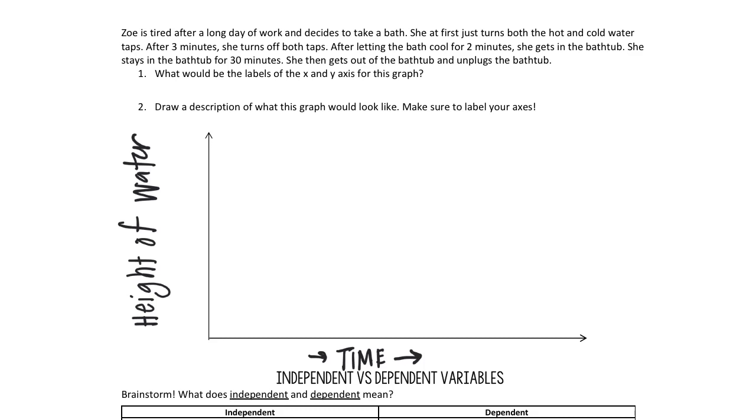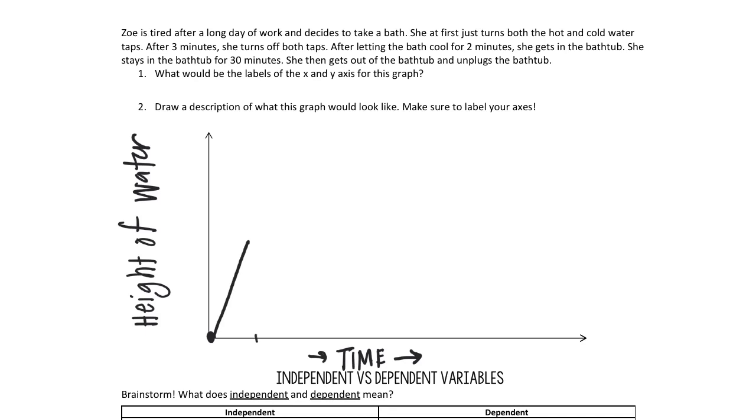Now let's see if we can put an actual function on this graph. At time 0, the height of the water is 0. She at first turns both the hot and the cold water taps on. If you turn both taps of water on, you're going to have a lot of water coming in that tub. So the height of the water compared to the time should be fairly steep.